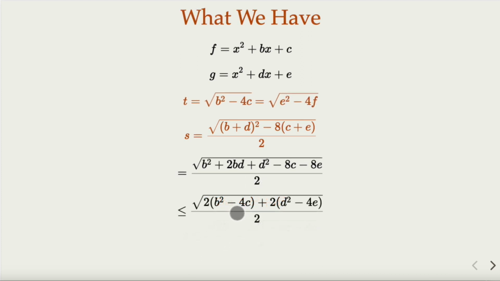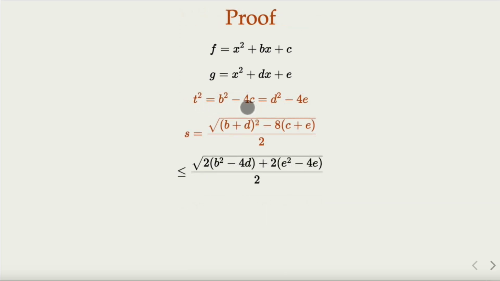Alright, let's recap. This is what we have. Notice that b squared minus 4c here is equal to t squared. So let's rewrite this equation with t squared, and here you're going to plug in 2t squared plus 2t squared. That's going to be 4t squared. And the square root of 4t squared is 2t, over 2 is t. So we have proven using the basic inequality that s is less than or equal to t.